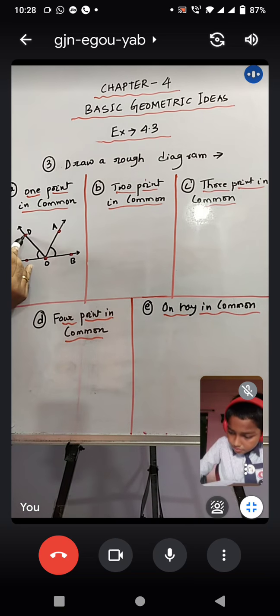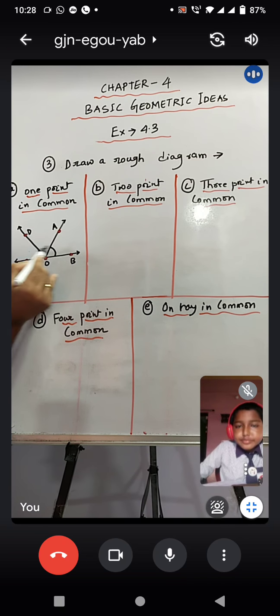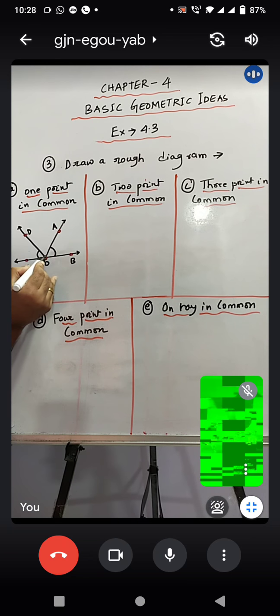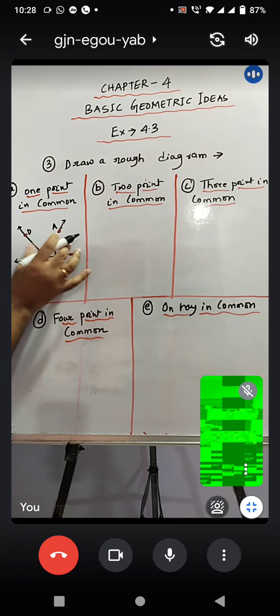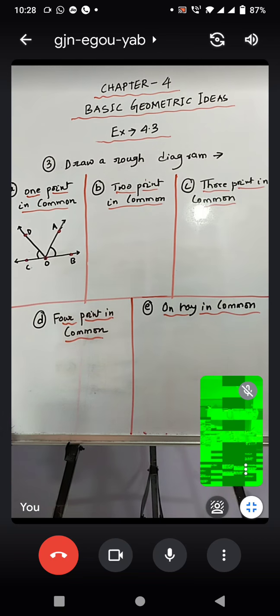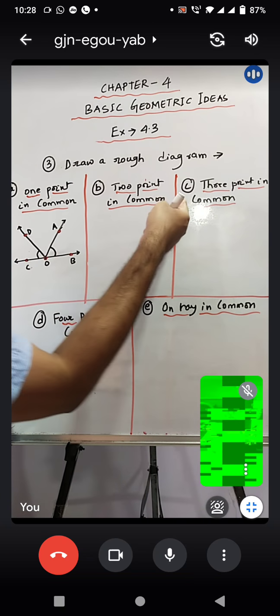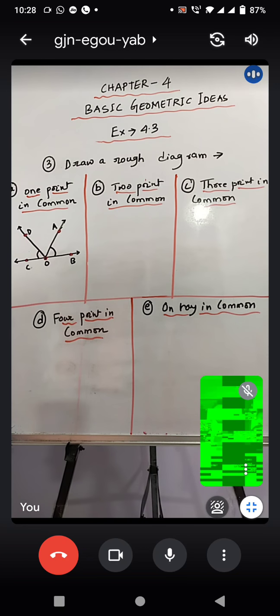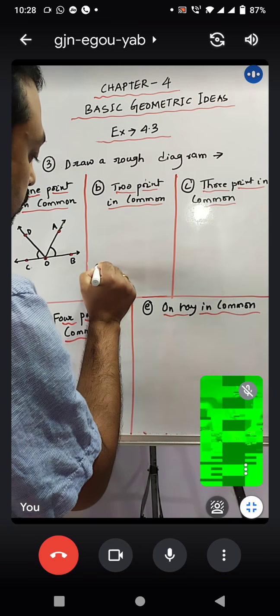Now if I consider these two angles, that is this angle and this angle, then these two angles have only one point in common, that is O. This angle is also having O and this angle is also having O. So this is the figure of sum number A. Now for sum number B, the two angles should have 2 points in common.